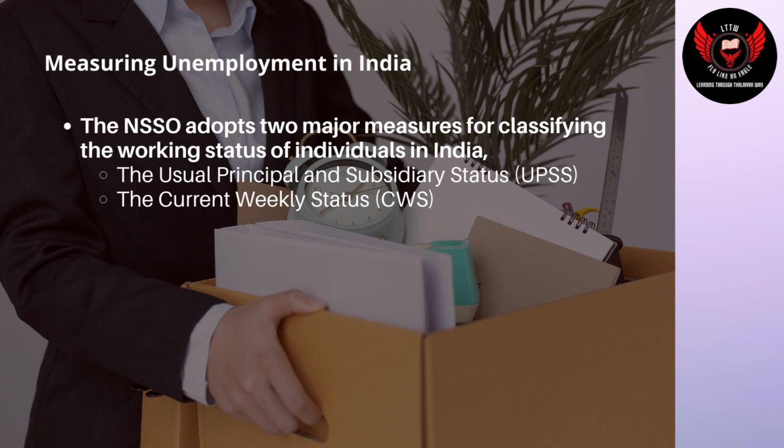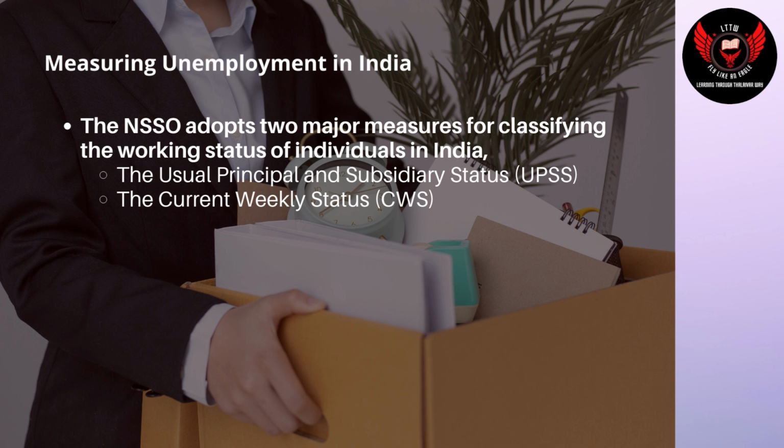The NSSO adopts two major measures for classifying the working status of individuals in India. The usual principal and subsidiary status, UPSS, is one of the methods where an individual's principal status, whether employed, unemployed or out of the labor force, is based on the activity in which they spent a relatively long time in the previous year. A person who is not a worker, according to the principal status, would still be counted as employed if they were engaged in some economic activity in a subsidiary role for a period of not less than 30 days.